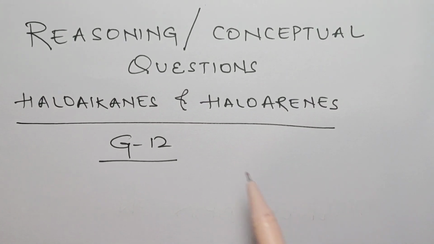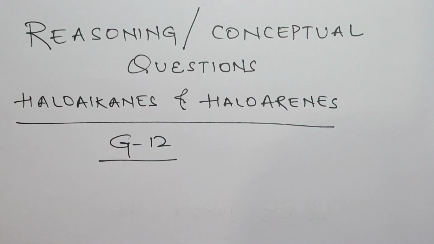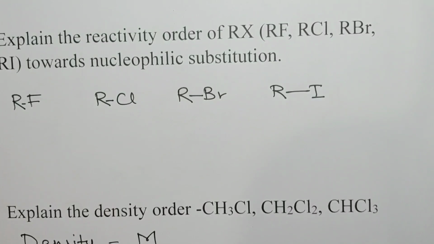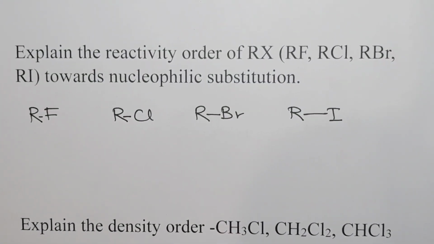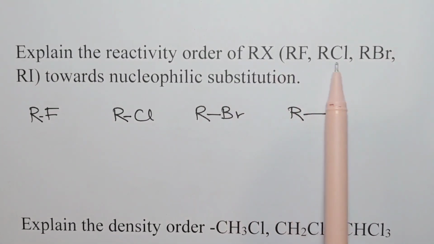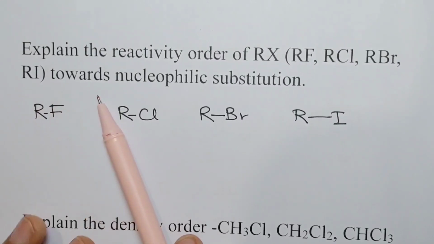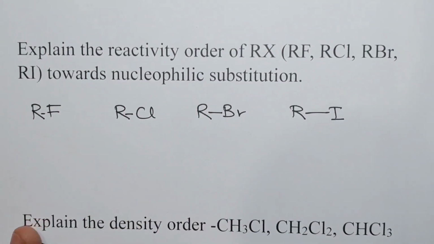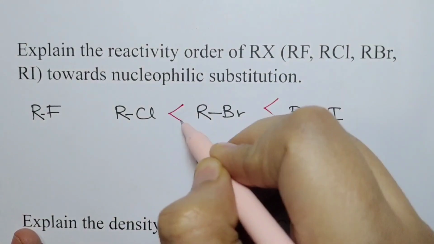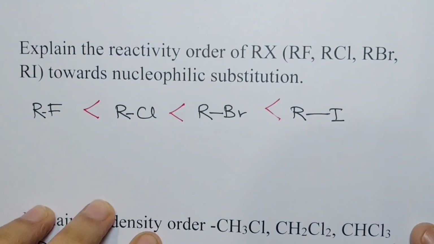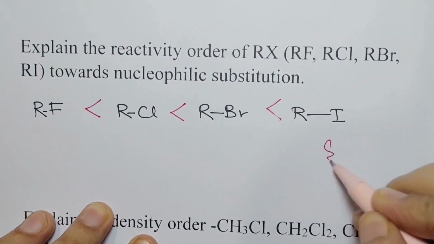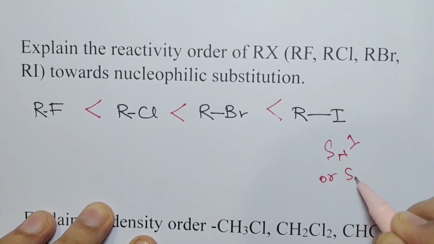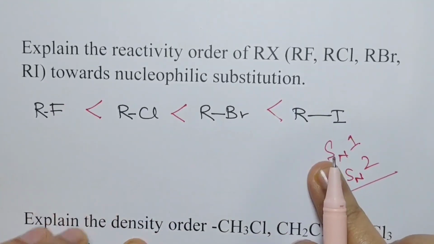Today we will be talking about reasoning or conceptual questions from Haloalkanes and Haloarenes. So let's get started. Our first question is, explain the reactivity order of RF, RCl, RBr and RI towards nucleophilic substitution. So the order is actually this. Why? Because whether it's SN1 or SN2, this is going to be the order.